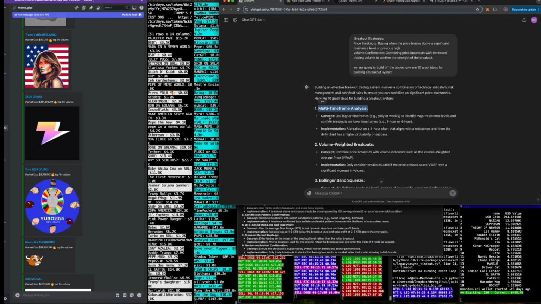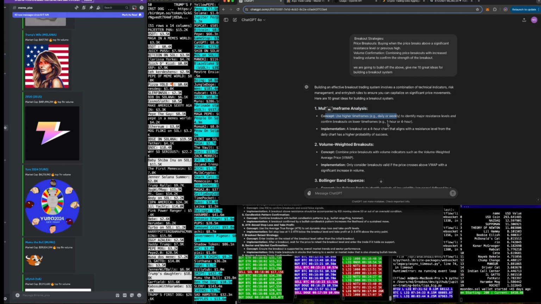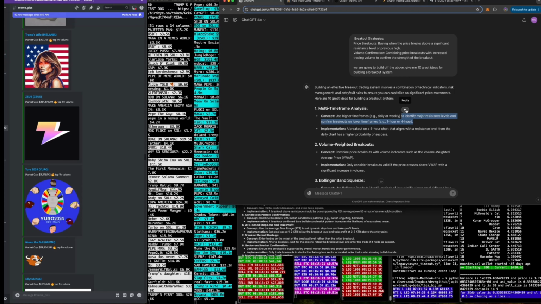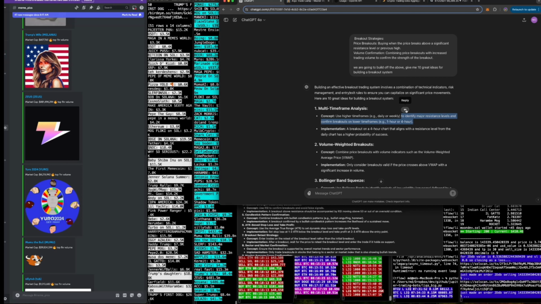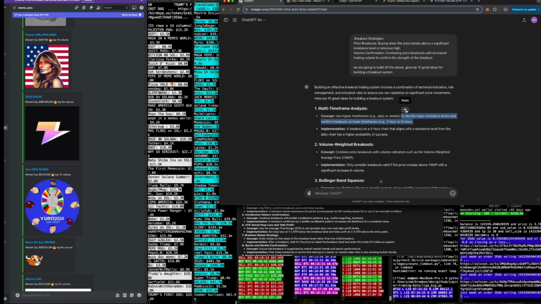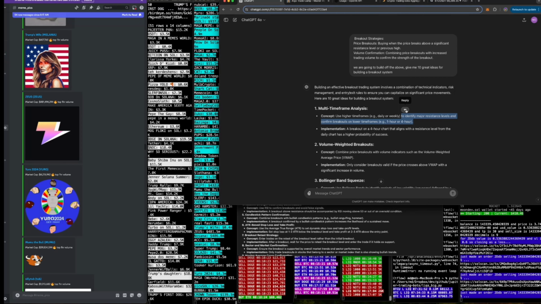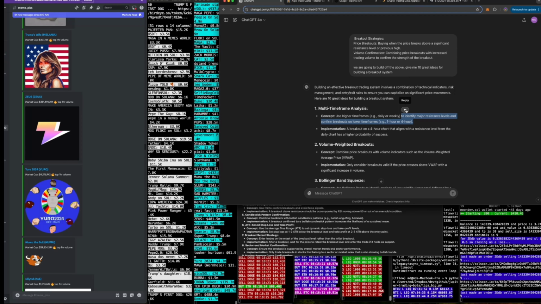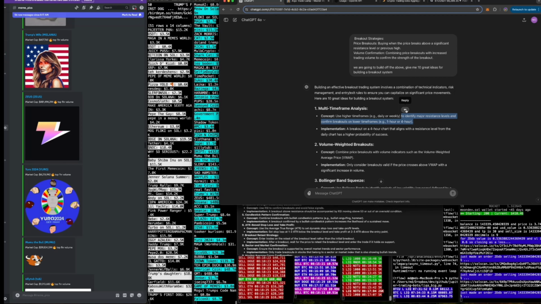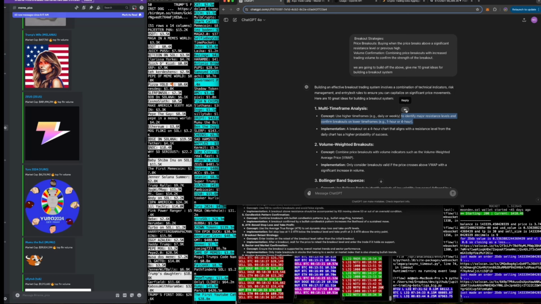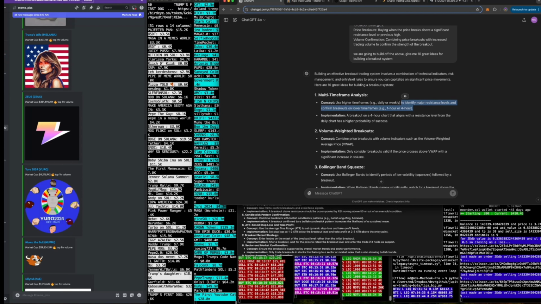Multi time frame analysis concept. Use higher time frames such as daily or weekly to identify major resistance levels and confirm breakouts on lower time frames. Okay, yeah, I think that's where we're headed, but we'll see. Implementation: a breakout of the 4-hour chart that aligns with a resistance level from the daily chart has a higher probability of success. Volume weighted breakouts combine price breakouts with volume indicators such as the volume weighted average price, the VWAP. Okay, that could be a good idea.